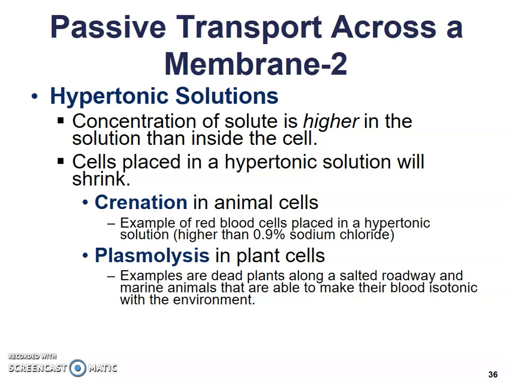Hypertonic solutions are when the solute concentration in the solution is higher than inside the cell. So if you place a cell in a hypertonic solution, it will shrivel up and shrink. It's called crenation in animal cells and plasmolysis in plant cells.